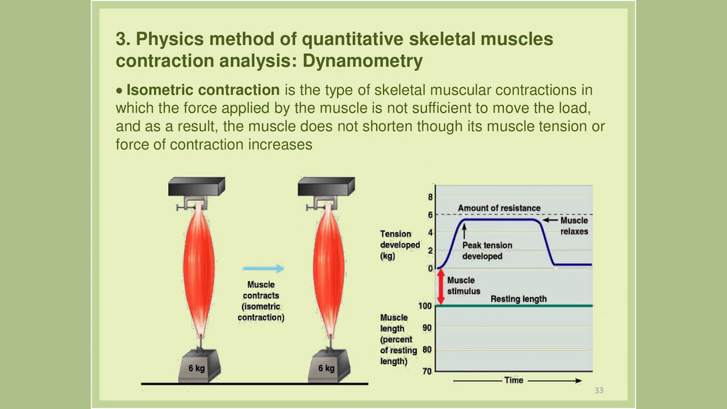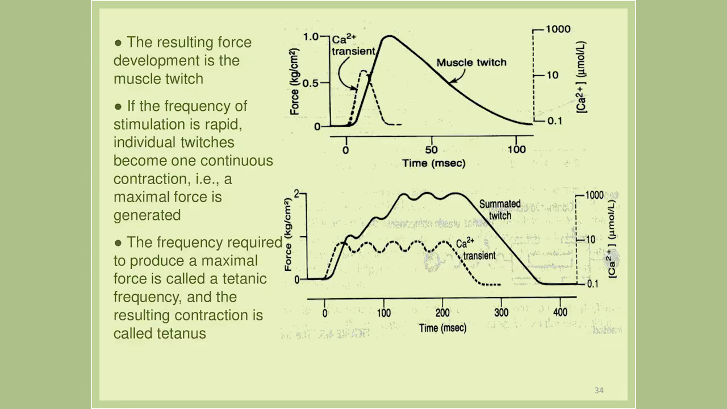And what is the regime of the skeletal muscle researched? It is the isometric contraction. It is the type of skeletal muscular contraction in which the force applied by the muscle is not sufficient to move the load, and as a result the muscle doesn't shorten, though its muscle tension or force of contraction increases. The resulting force development is the muscle twitch. If the frequency of stimulation is rapid, individual twitches become one continuous contraction, that is, a maximal force is generated. The frequency required to produce a maximum force is called a tetanic frequency, and the resulting contraction is called tetanus.